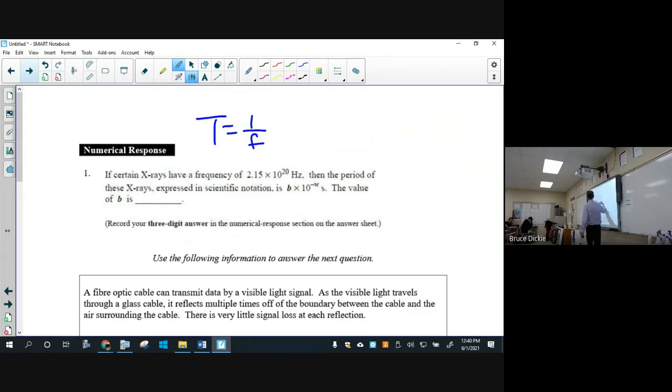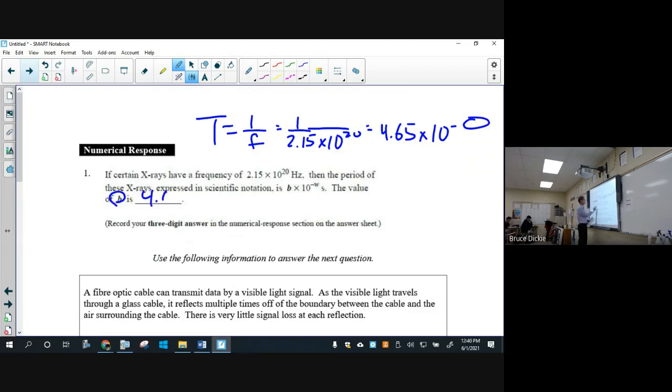The frequency is 2.15 times 10 to the 20. So let's go 1 over that. We do that, we get a value of the period of 4.65 times 10 to the minus. I'm not sure what that exponent is because I didn't write it down. But as it turns out, we don't need to know that either, right? Because it just says B times 10 to the W. What's the value of B? 4.65. We often see the A, B, C, D ones where we have to express the exponent. If we did, we'd fully calculate that and express the exponent, but we don't need that in this question.